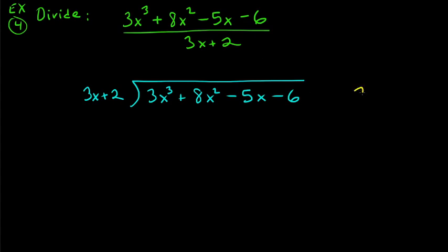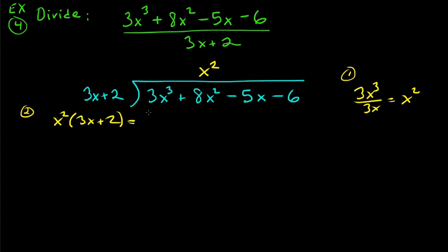Okay, well, 3x cubed divided by 3x, right? That's just 1x squared. Right? So that's step 1. Step 2, now we have to multiply x squared times the 3x plus 2. So that's going to give us 3x cubed plus 2x squared.